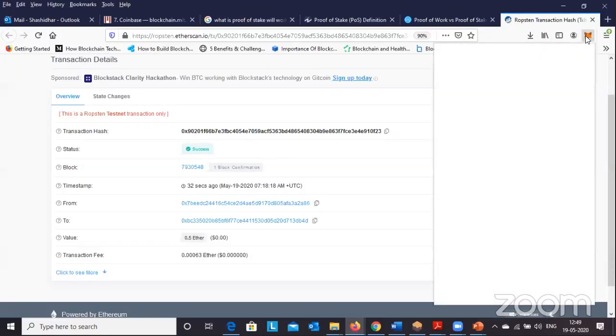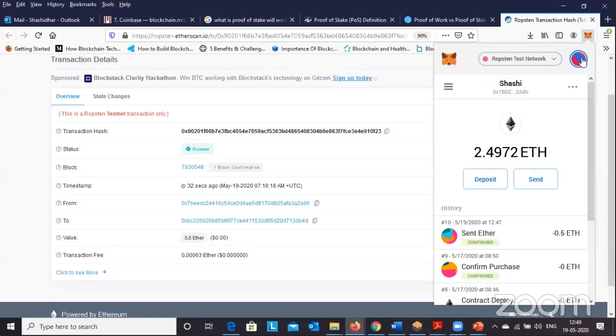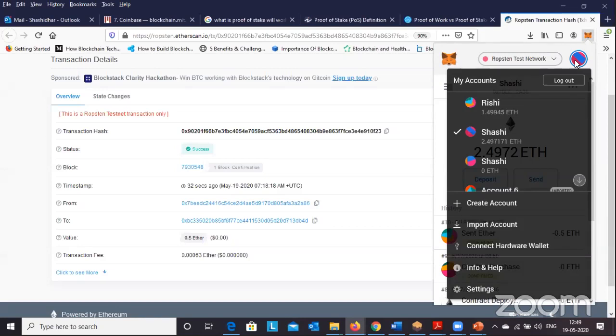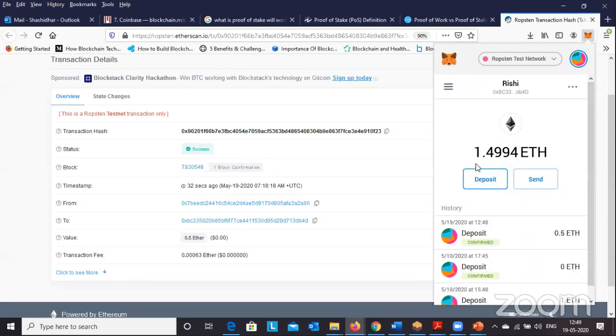So now we can see the Rishi account. I have made some transactions. You can see that here also the deposit option is there, and we got the ethers, 0.5 ethers, from that. Okay, so not only for transferring the cryptocurrencies, here we can deploy the smart contracts.